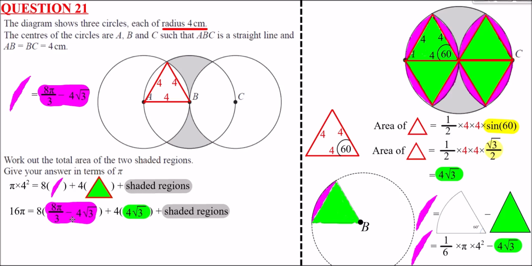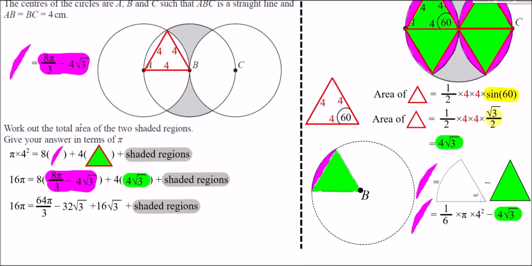So we can now multiply out these brackets as our next step for simplifying. So 8 times 8 pi over 3 is going to be 64 pi over 3. 8 times minus 4 root 3 is going to be minus 32 root 3. And 4 times 4 root 3 is 16 root 3. So that's the next step we've got. Again, just to neaten this up ever so slightly, we've got here pi over 3. And here we've got 16 pi. So just anticipating we're going to need to rearrange this, I'm going to rewrite 16 pi as a fraction over 3.